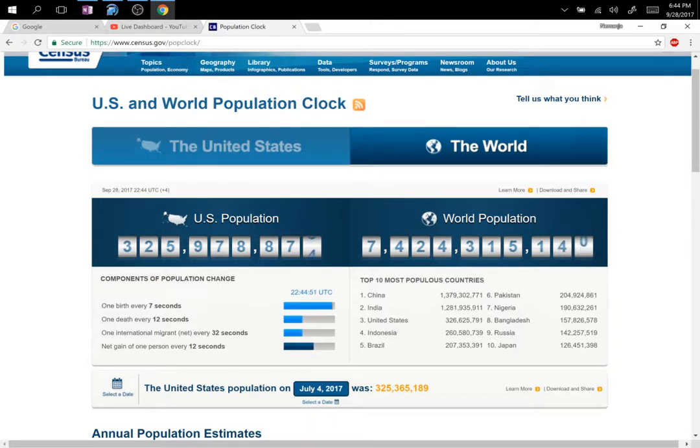I didn't know India had that many people. That's a lot of people. Those are the real numbers. Well, that's all that we have on population.